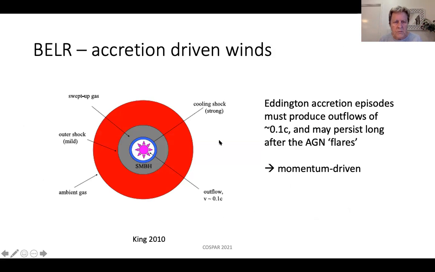Another attempt at modeling comes from Andrew King, who has done some theoretical modeling of momentum-driven winds. So this is now with accretion coming in and then being driven out. Basically, these Eddington accretion episodes must produce outflows, and they must have significant, high velocities. They may persist long after the AGN actually flares optically. In other words, the emission from the AGN actually flares.